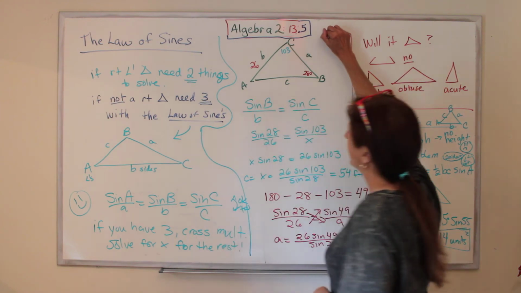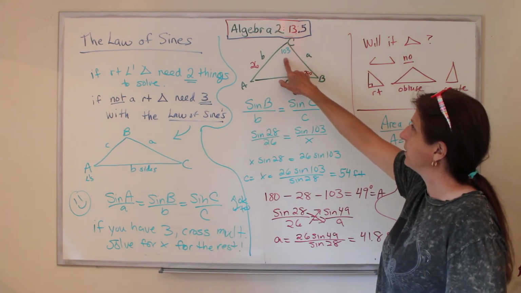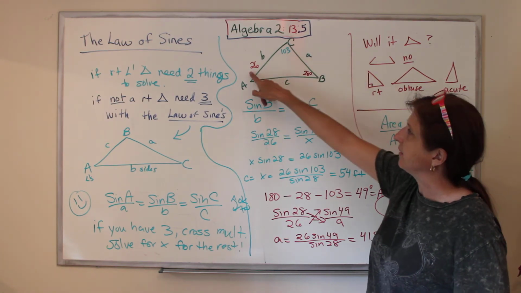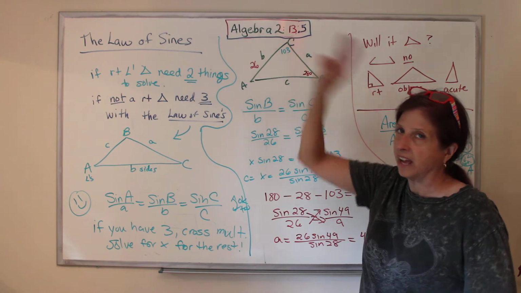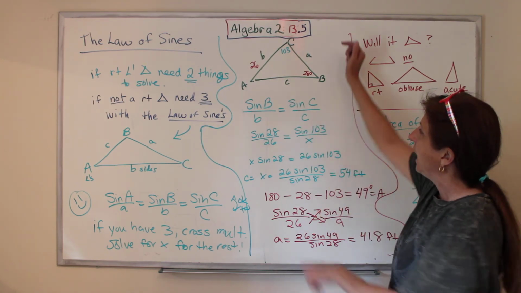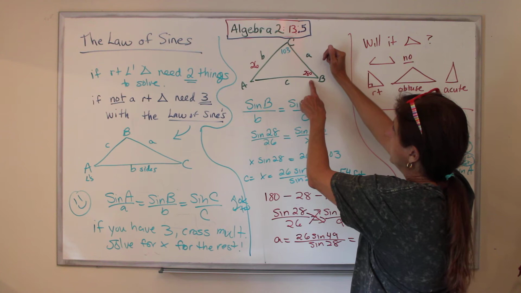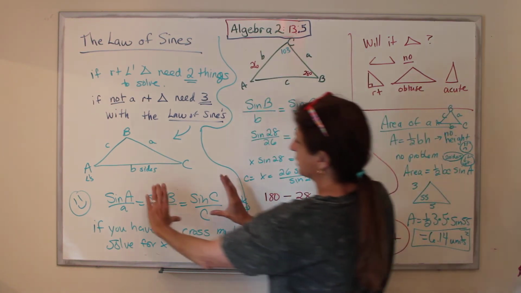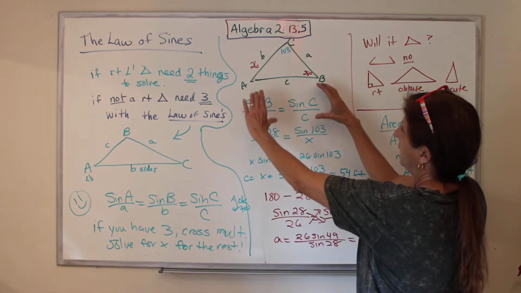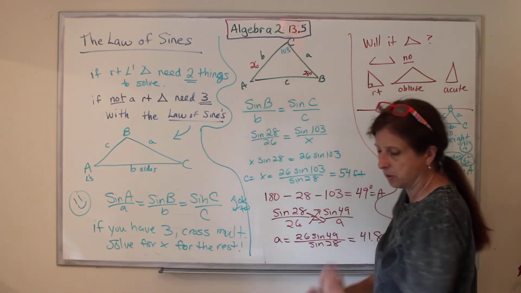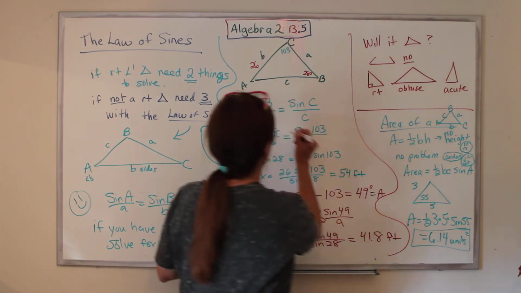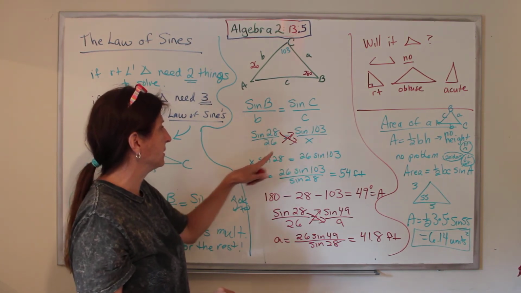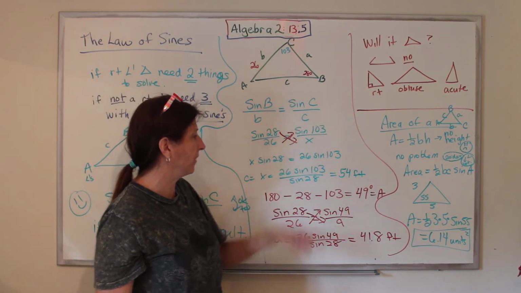So here I have a not right triangle. It is 103 degrees, and I'm given that this angle is 28 degrees and this side is 26. 1, 2, 3. I have three things, so I can solve the triangle. I've got angle B and side b. Angle C, I can solve for side c. So I'm going to take just this part of the formula and fill in the three things I know, cross multiply, and solve for the one I don't. So sine of 28 times x on one side, 26 sine 103 on the other side.